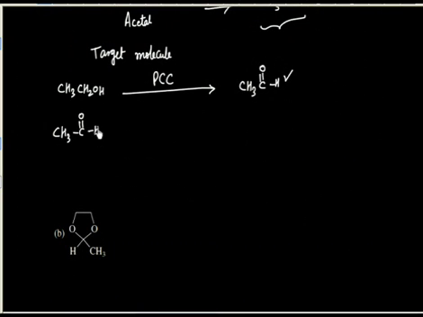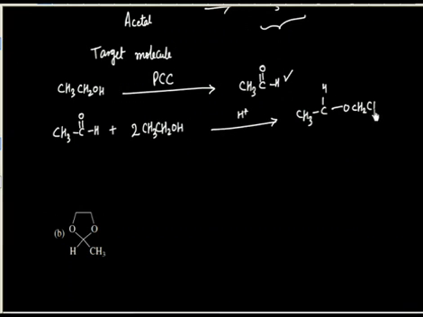So finally I will have CH3CHO, and this reacts with 2 moles of CH3CH2OH. In the acidic medium, you can take the inorganic reagent H plus, medium is acidic. So finally we will have CH3CH, OCH2CH3 this side, OCH2CH3 this side. So this is basically an acetal.